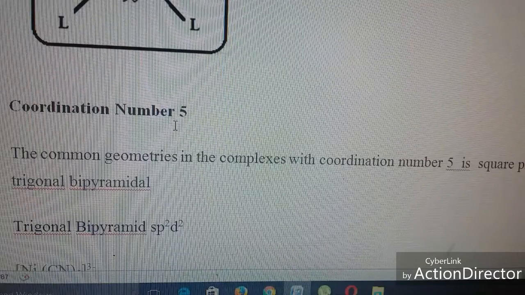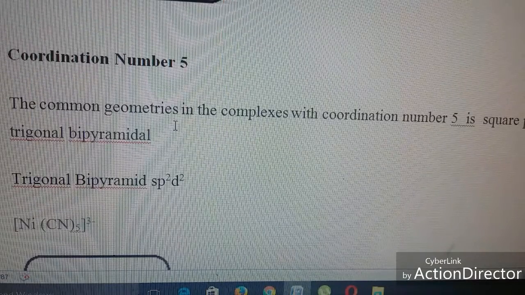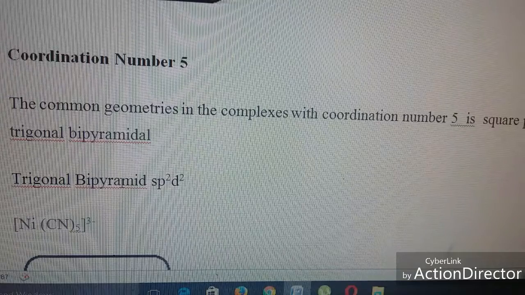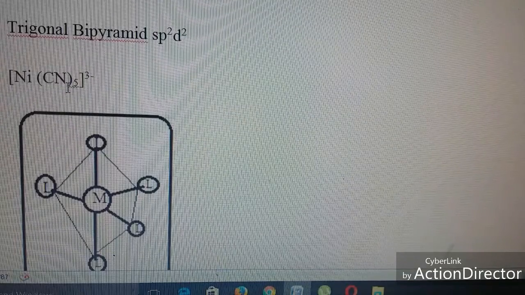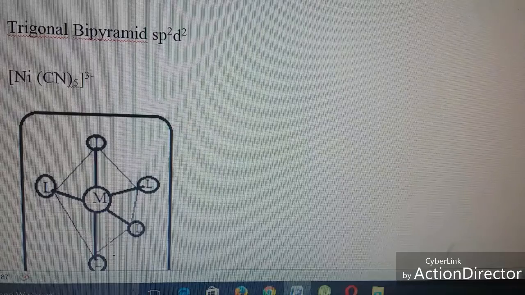With coordination number 5, generally the hybridization which we expect is sp2d2. It is trigonal bipyramidal. For example, this complex is showing trigonal bipyramidal geometry.